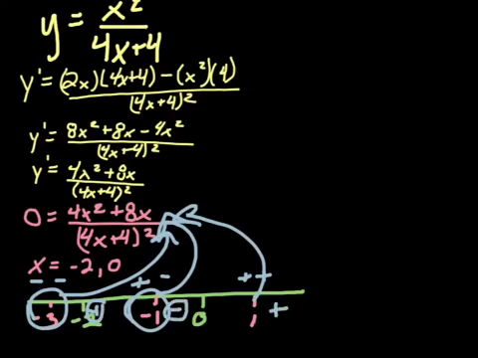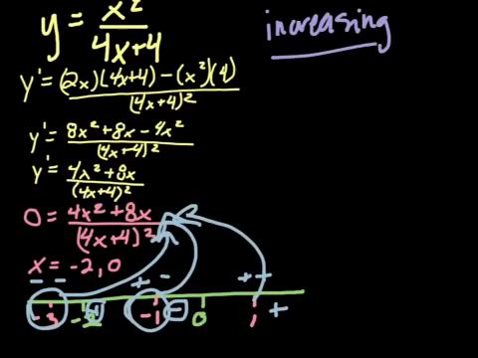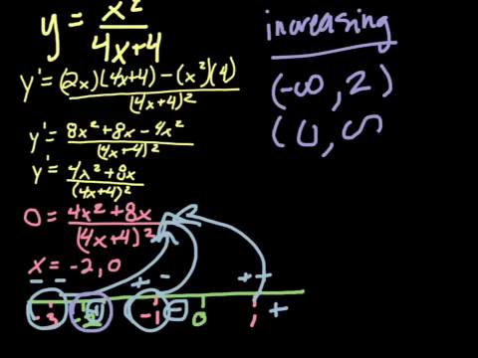Then we can find where it's increasing. And it is increasing from negative infinity, right here, to -2, and from 0 to infinity, right here.